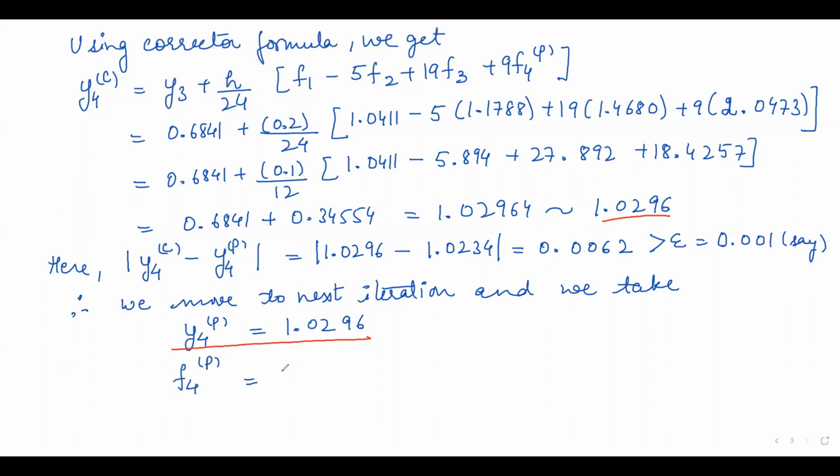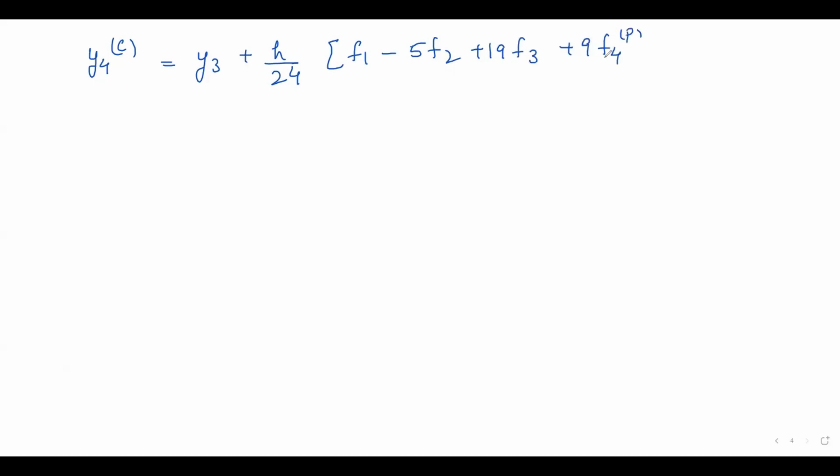So it would be 1 plus 1.0296 whole square. So that's 2.06008, approximately 2.0601. Okay. So now putting this value in the corrector formula. So I'll get the y4, see, everything remains the same. Your f1, f2, f3 are not changing, but the only value that will change would be this f4, the predicted value. So I'll quickly write here.